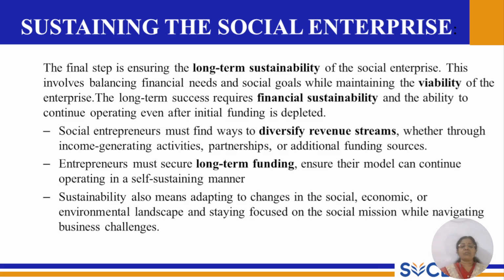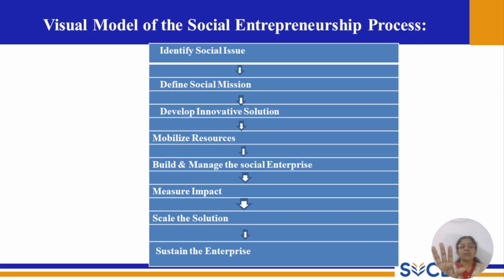So, social entrepreneurs must find ways to diversify revenue streams, whether through income generating activities, partnerships, or additional funding sources. They should not rely on one particular revenue stream. Entrepreneurs must secure long term funding, ensure their model can continue operating in a self sustaining manner. Sustainability also means adapting to changes in the social, economic, or environmental landscape and staying focused on the social mission while navigating business challenges. So this is the visual model of the social entrepreneurship process.